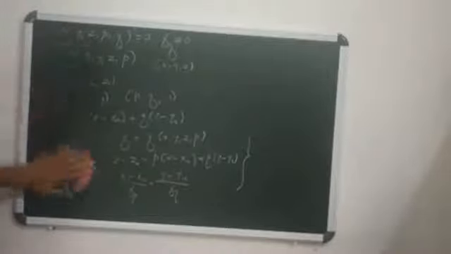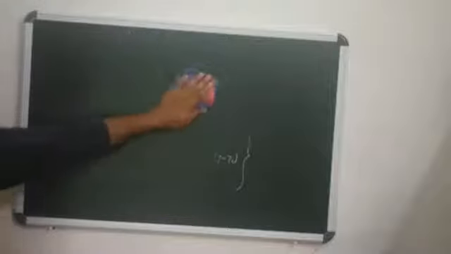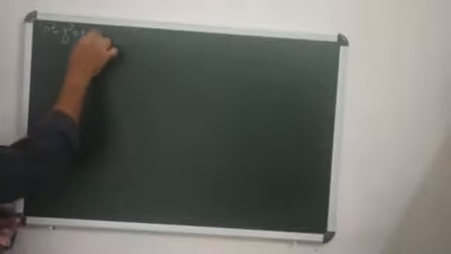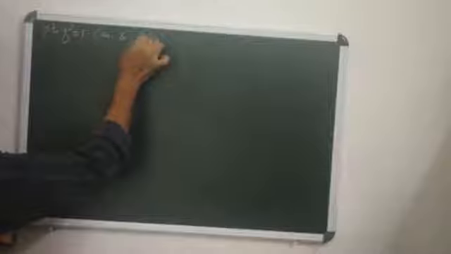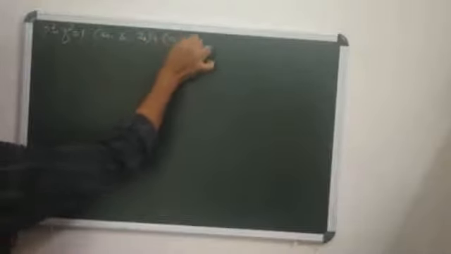So consider an example. Consider p squared plus q squared equals 1. Find the Monge cone of p squared plus q squared equals 1 with the initial point (x naught, y naught, z naught) equal to (0, 0, 0).